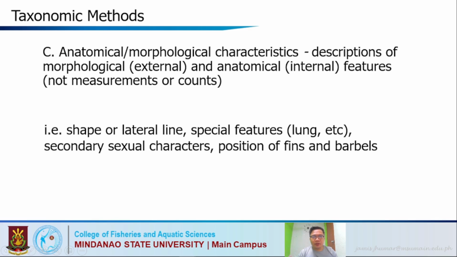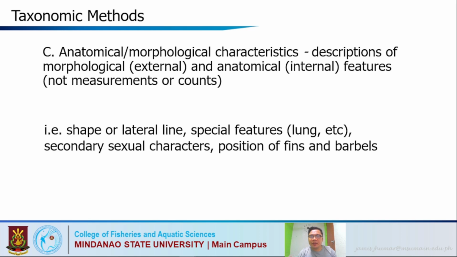And then taxonomic methods. As we have been mentioning a while ago, anatomical or morphological characteristics are descriptions of external morphology or internal anatomical features, not measurements or counts. Like for example, the shape of the lateral line, special features like scutes, secondary sexual characteristics, positions of the fins, and barbels.